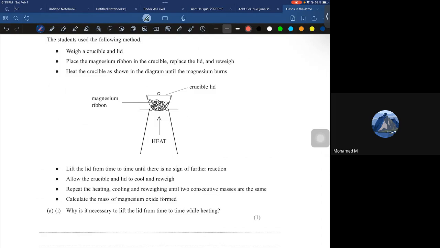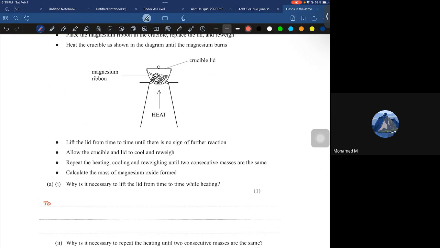So if you are going to remove the lid, you can write that it is to allow the air to come into contact with the magnesium metal for a chemical reaction. Okay.